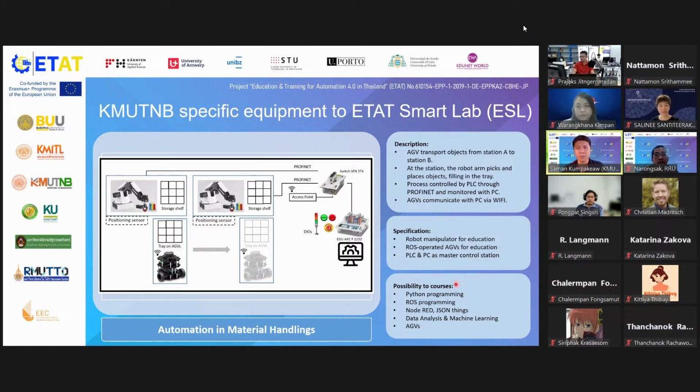Yes, the possibility for the courses which this set can offer would be Python programming and ROS programming, certainly, and something with JavaScript, for example Node-RED and JSON, and also data analysis and machine learning, and certainly the physical hardware of the AGV, we can learn from this.